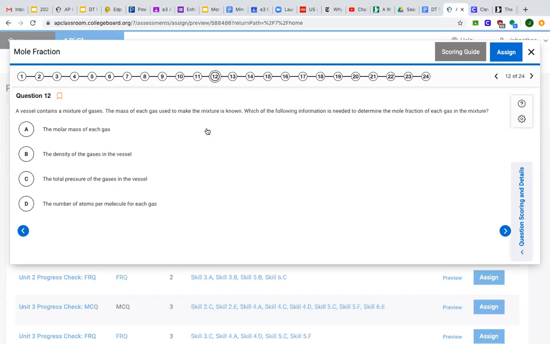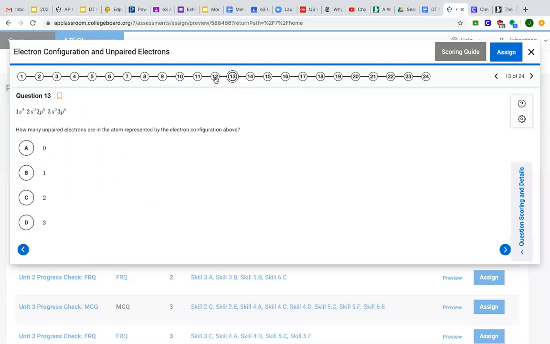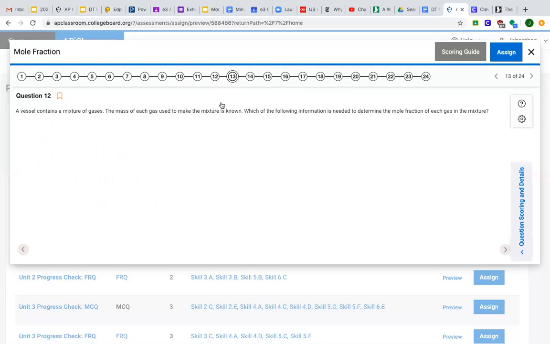Okay. So mole fraction, for those of us who might not remember, is just the number of moles of X divided by the total number of moles of all elements in the compound, or in the sample. In this case, it's a sample of gases.